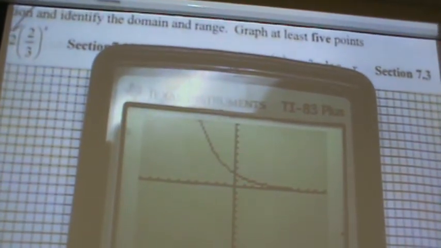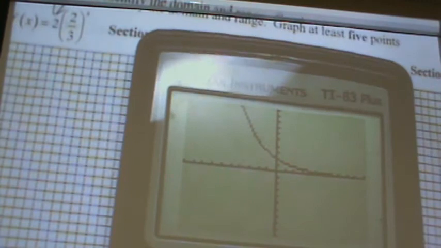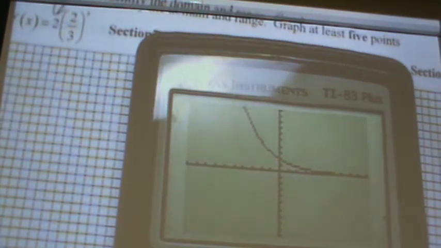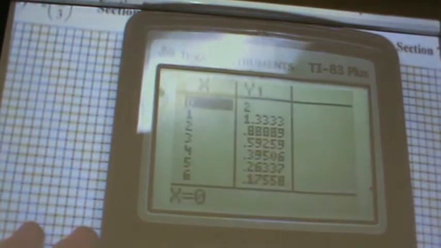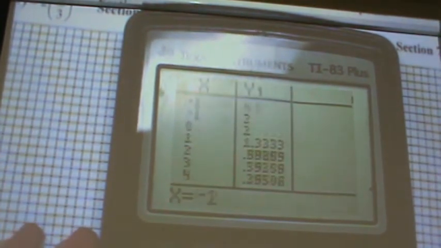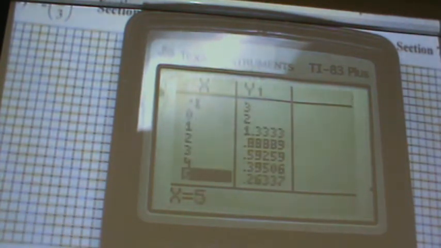And you should be able to pick out what the correct answer is. A, B, C, or D. Now, if I wanted some values, what would I hit? Table, and there are some values, if you're not really sure. Okay, so second table.